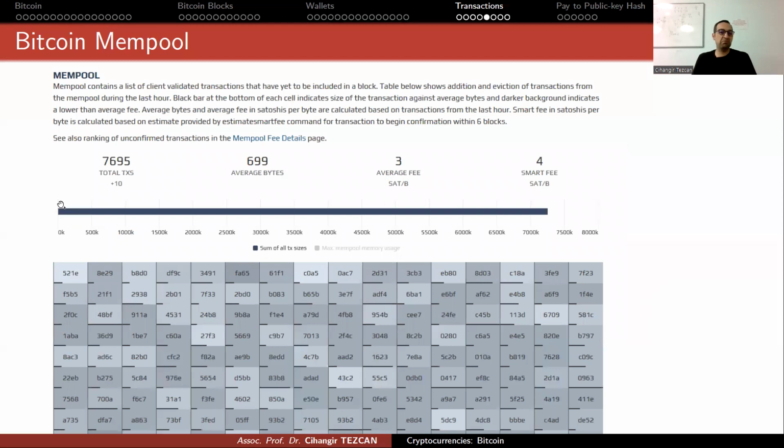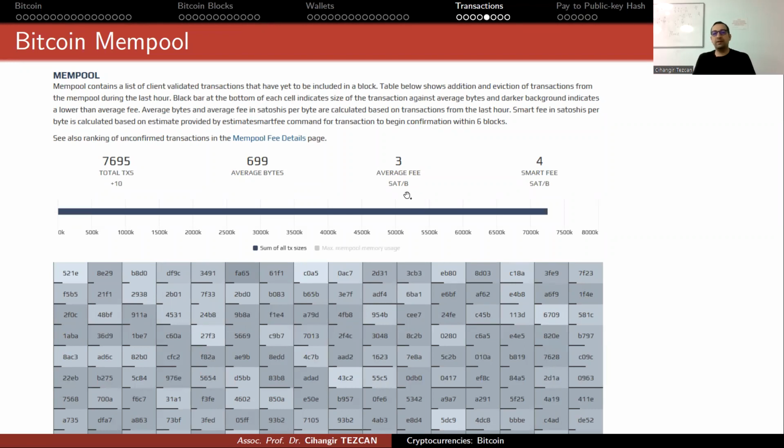So again, from that web page, I just took a screenshot of the mempool. If you connect right now, most probably it will be a lot different. Here you see all of the transactions they heard that are waiting in the mempool. And it shows that the average size is around 700 bytes. So transactions are generally around 700 bytes.